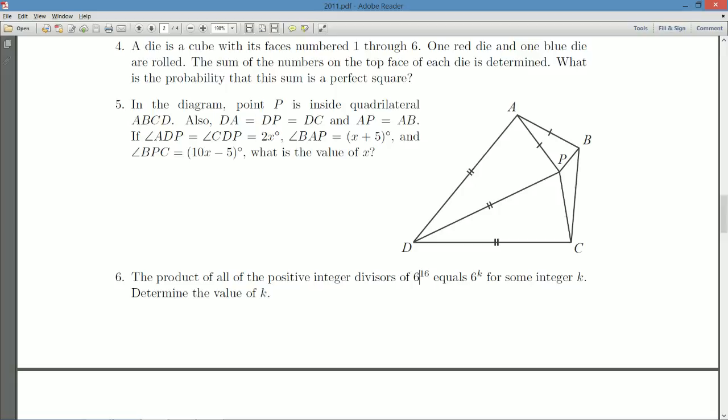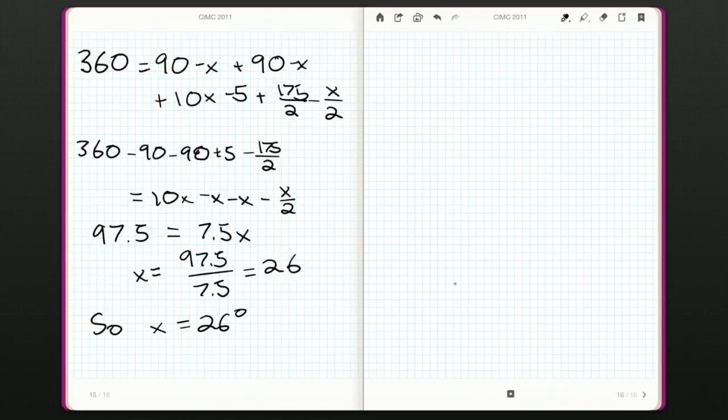So when I start to think about positive integer divisors, my mind always comes back to prime factorizations. I always think that's the best way to figure it out. So why don't we prime factorize 6 to the 16? Well, what are the prime factors of 6? 6 is 2 times 3. So the prime factorization would be 2 to the 16 times 3 to the 16. That's what we're looking at.